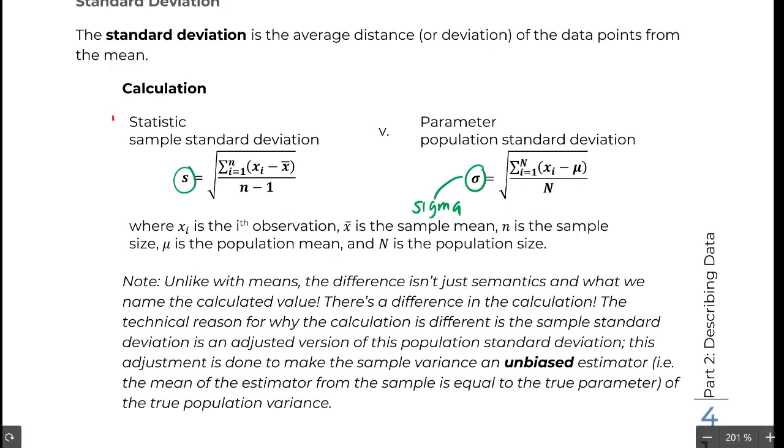We are only ever going to be getting S in this class. We're never going to calculate sigma. We're doing statistics, so we're using samples to infer about populations. We don't have population data. So just wanted to make a note here. The population standard deviation does have a different formula, and it really matters when you go to your calculator that you grab the right one.